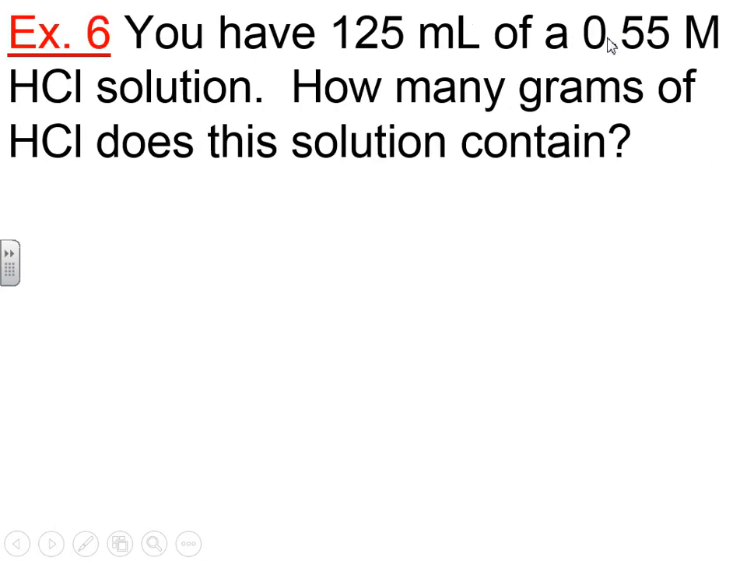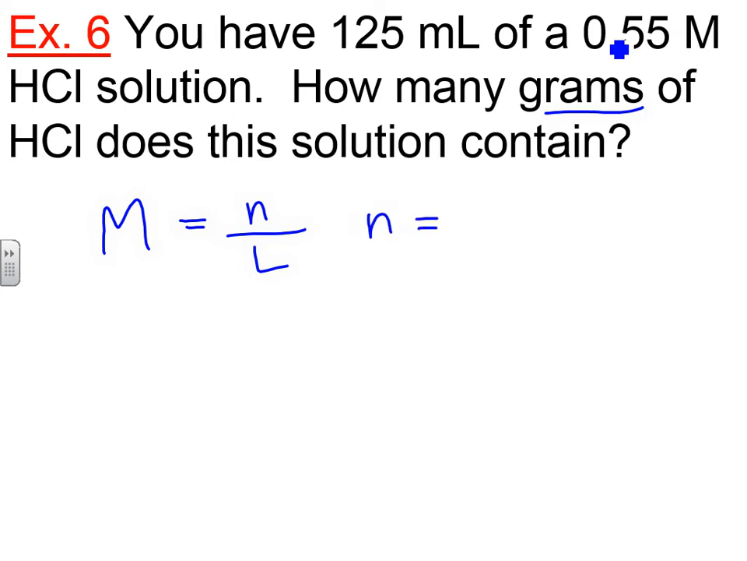Example problem 6 will have us go from milliliters and molarity into grams. So this is essentially the same thing backwards. We have 125 mL of a 0.55 molar HCl solution. How many grams of HCl does this solution contain? Again, we're just using the equation M = n/L. If we're asked for grams, then we would solve for moles. Moles is connected to grams. So you would rearrange this equation, simply multiply the liters to the other side. Your moles is molarity times liters.